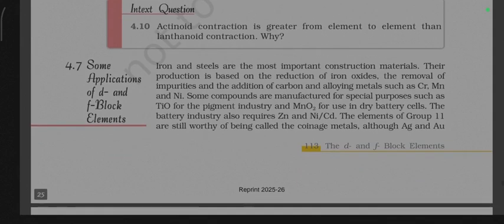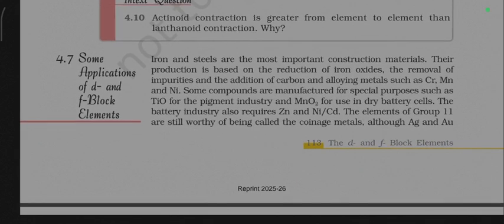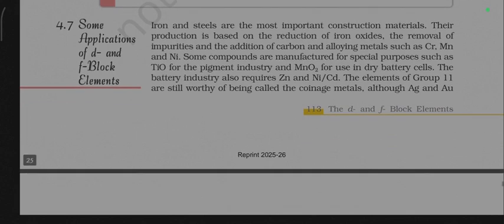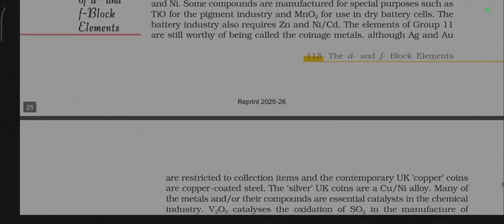Some applications of d and f block elements. Iron and steel are the most important construction materials. Their production is based on the reduction of the iron oxide, then the removal of impurities and the addition of carbon and alloying metals such as chromium, manganese and nickel. Some compounds are manufactured for special purposes, such as TiO2 for the pigment industry and MnO2 for use in dry batteries, as the battery industry also requires Zn and NiCd.